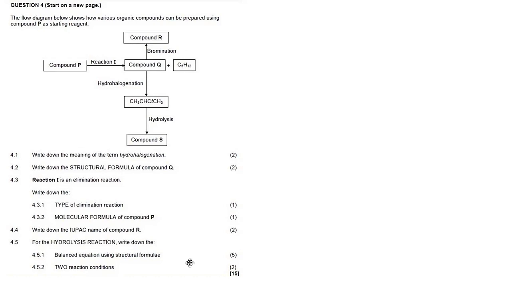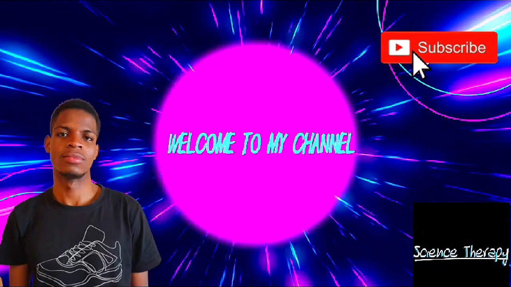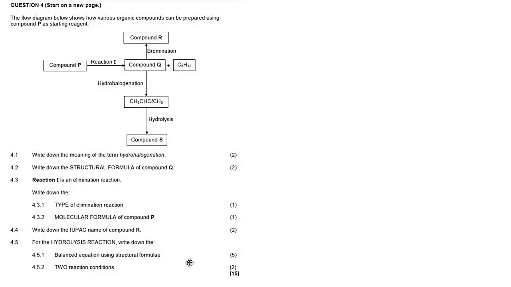And without any further ado, let's look at this question that we have here. Okay, so we have question 4. It says the flow diagram below shows how various organic compounds can be prepared using compound P as starting reagent, right? And then we have the flow diagram here, as we can all see.